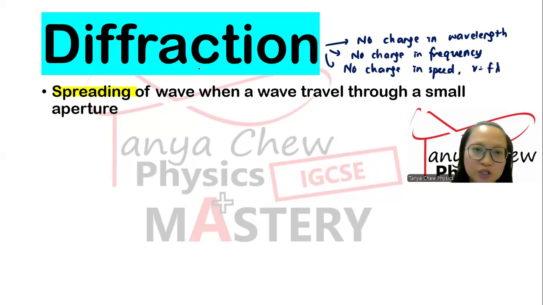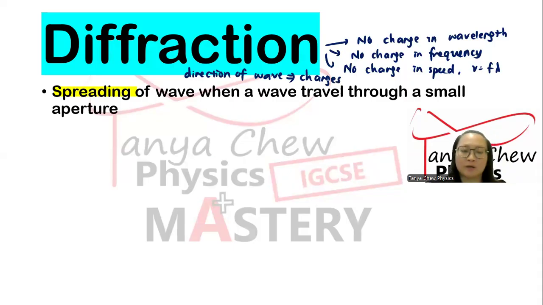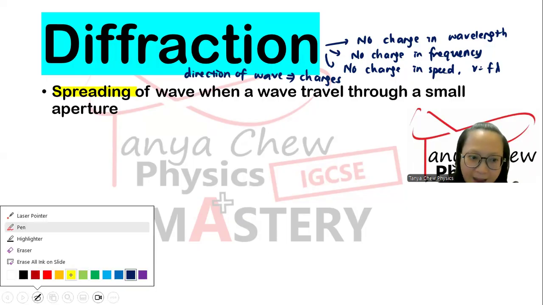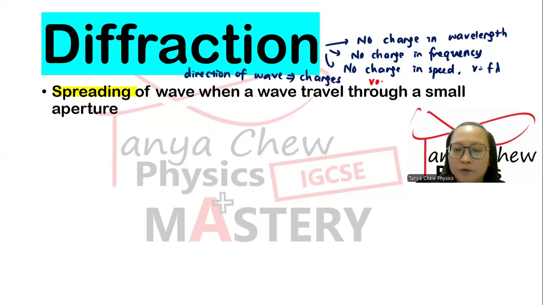But what is changing? Direction of wave changes. Why? Direction of wave changes because when the wave passes through the small opening, the aperture, it will spread out. Spreading means moving outwards in all directions. So since the wave's direction changes, bear this in mind: velocity of the wave changes, because velocity depends on direction.